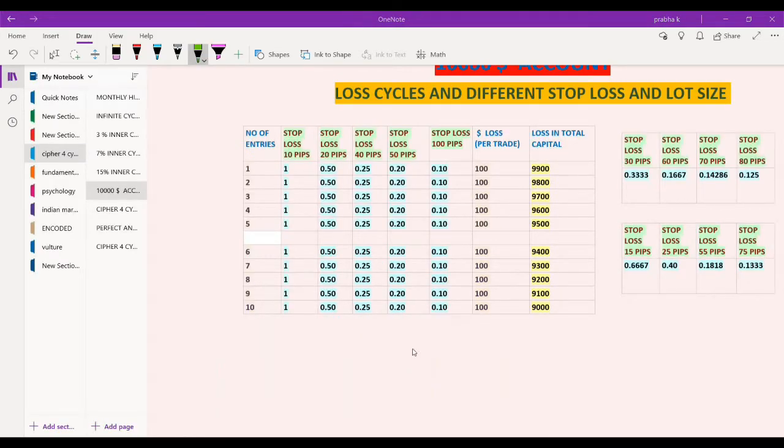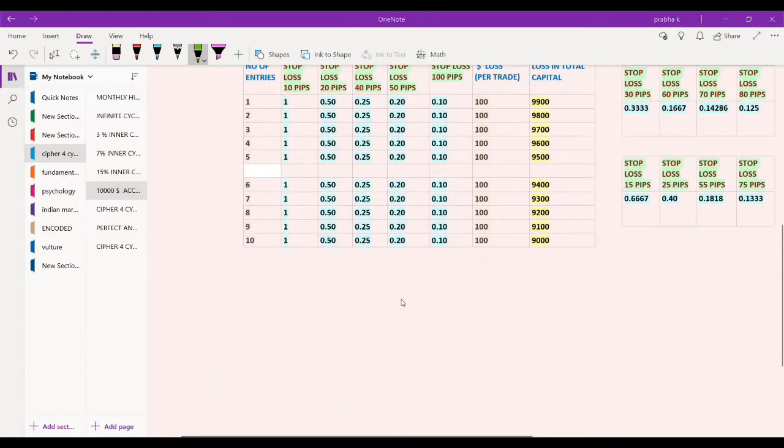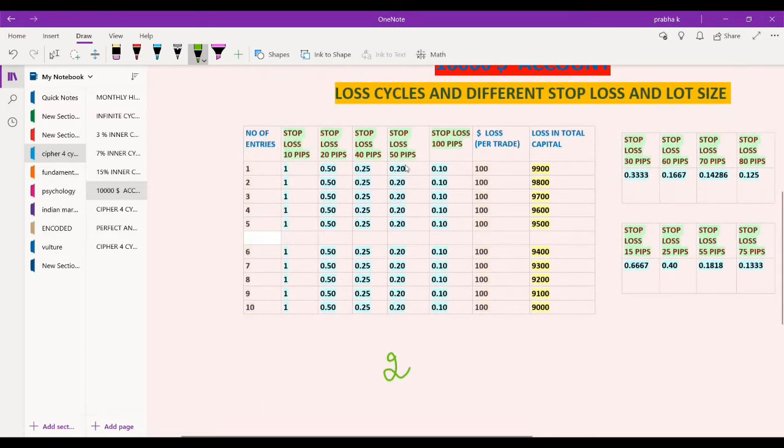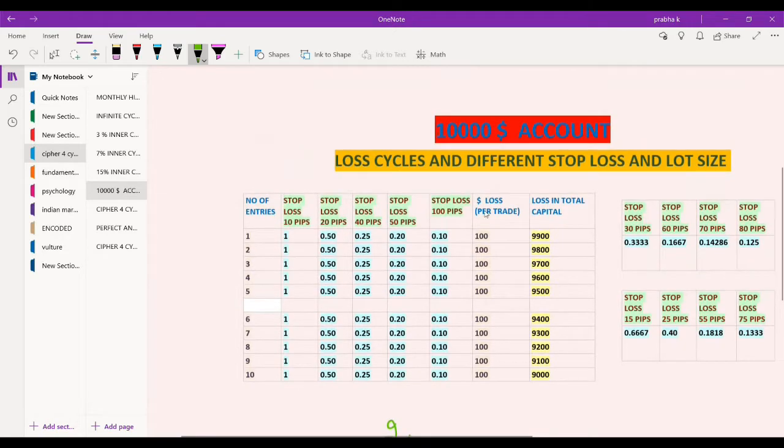Okay, let me show you one more example. Consider that we're keeping a 50 pips stop loss for 2 pairs. We're taking any pairs. It could be Euro USD, USD JPY, or it's up to you, AUD USD, New Zealand USD, or gold, etc. So what would be our stop loss? 50 pips. What lot size are we supposed to take? 0.20. What will be our loss? Always 1%. For a $10,000 account, it will be $100.